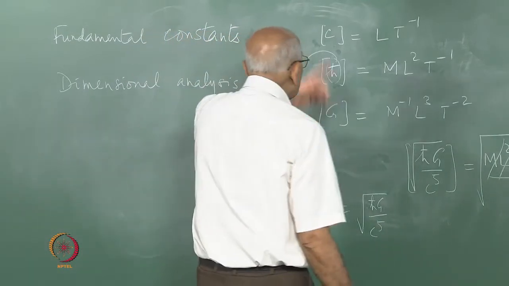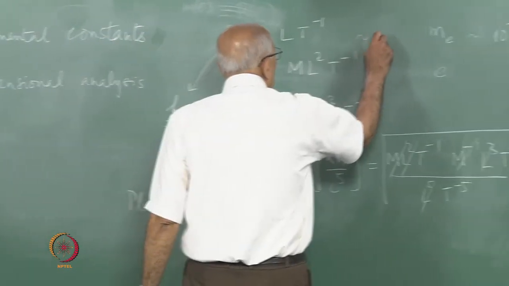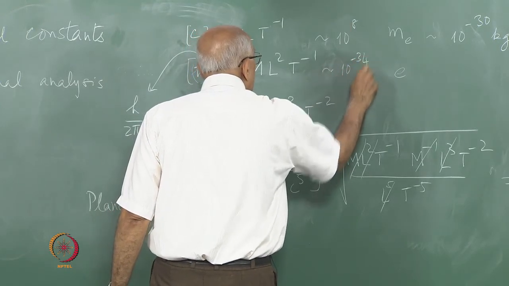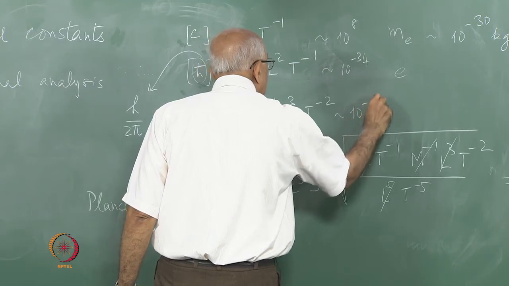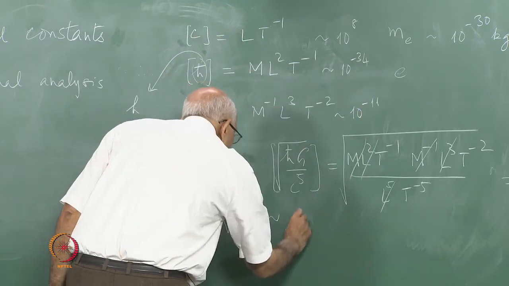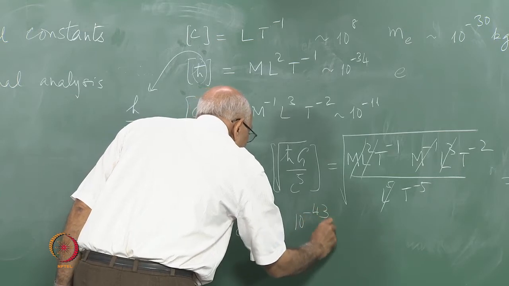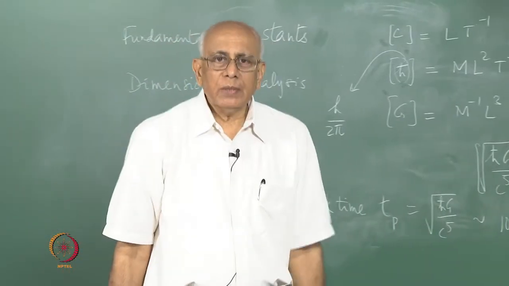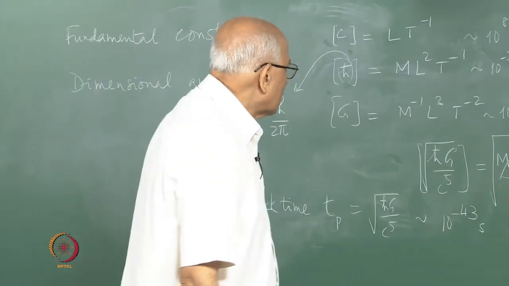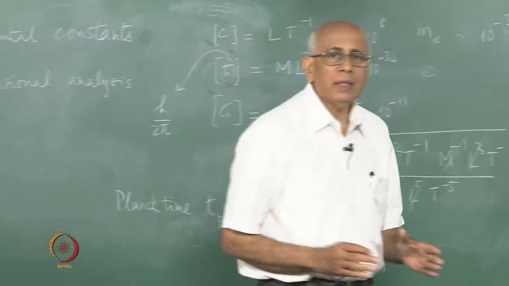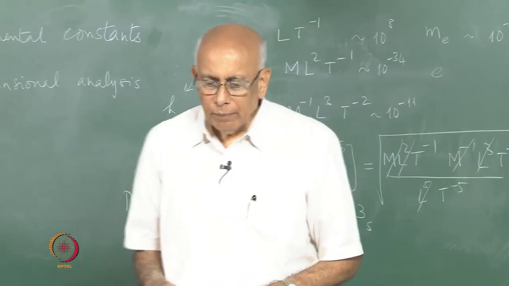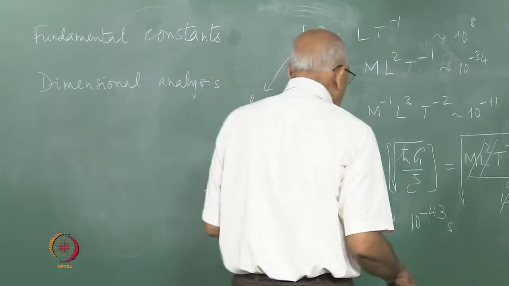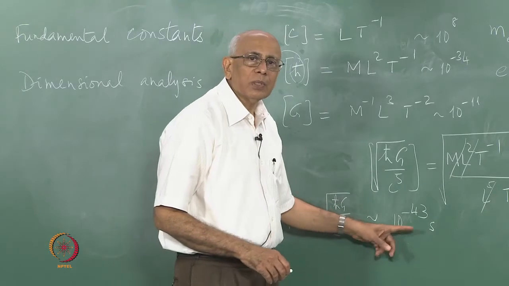Well, if you put in the figures we already have, c was of the order of 10 to the 8 meters per second, h cross was 10 to the minus 34, and G was 10 to the minus 11. Then you end up with something of the order of 10 to the minus 43 seconds. So it is an incredibly small interval, because if you remember what I said the last time, the smallest time interval that we can actually indirectly probe through our experiments is what is called the strong interaction time scale, and it is 10 to the minus 23 seconds. This is 20 orders of magnitude smaller than that.